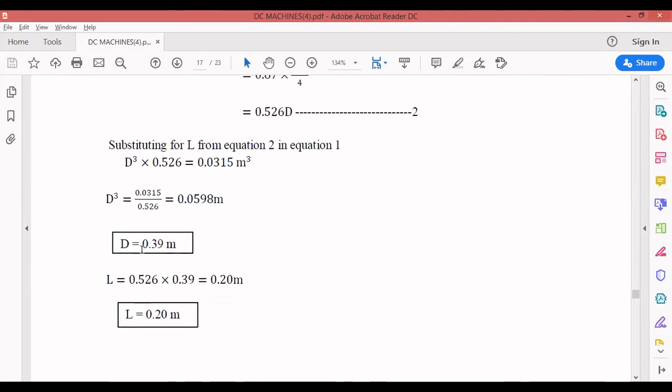Substituting for L from equation 2 into equation 1, so what you can get? You can get D and you can get L.